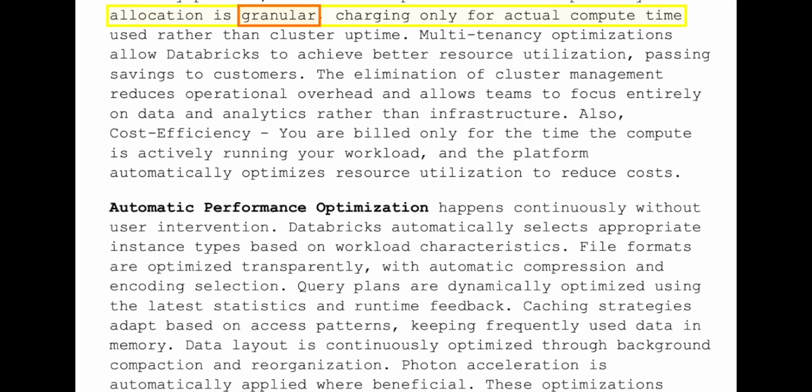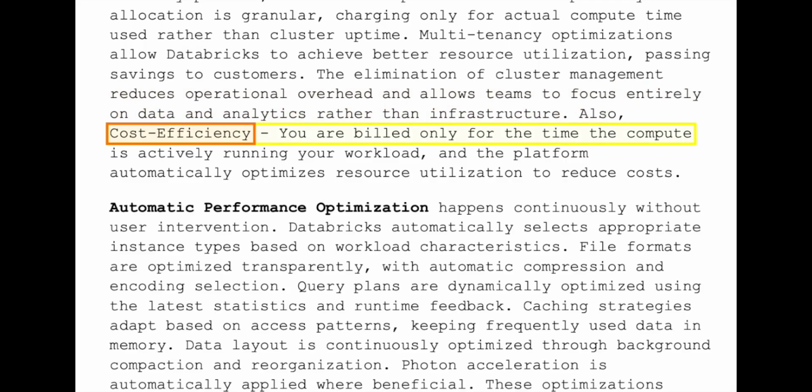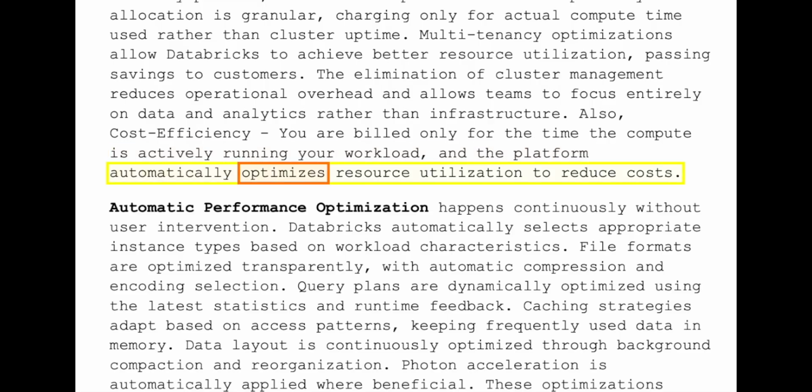Cost allocation is granular, charging only for actual compute time used rather than cluster uptime. Multi-tenancy optimizations allow Databricks to achieve better resource utilization, passing savings to customers. The elimination of cluster management reduces operational overhead and allows teams to focus entirely on data and analytics rather than infrastructure. Also, cost efficiency. You are billed only for the time the compute is actively running your workload, and the platform automatically optimizes resource utilization to reduce costs.